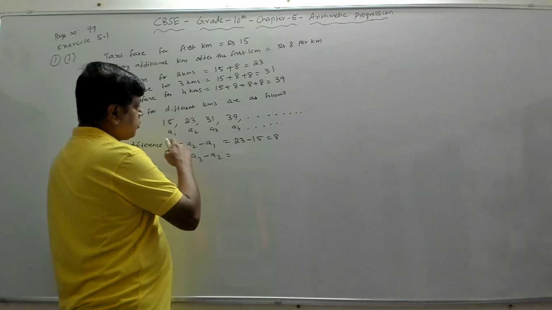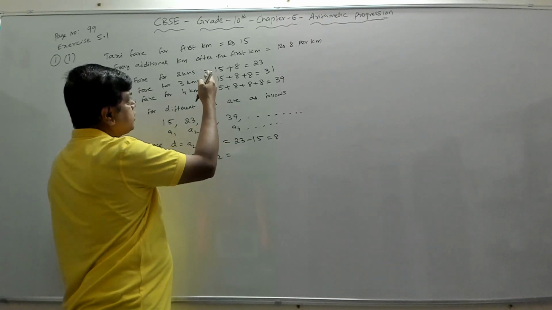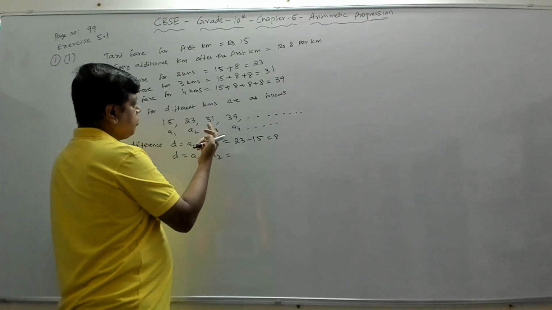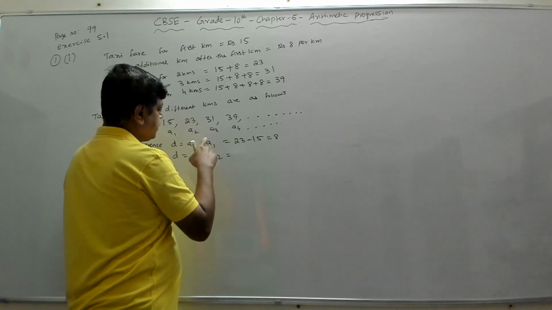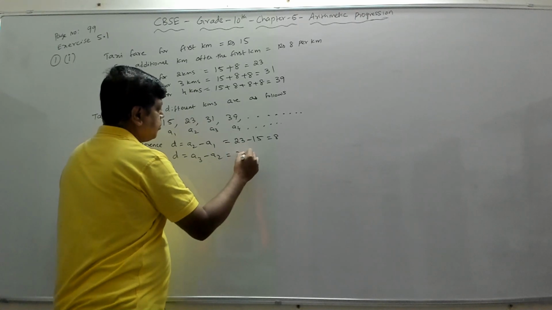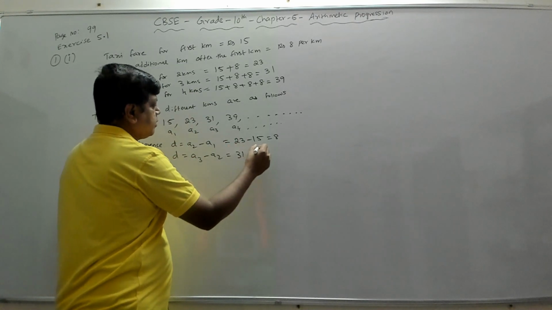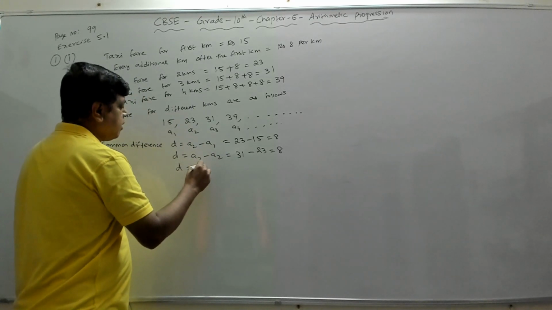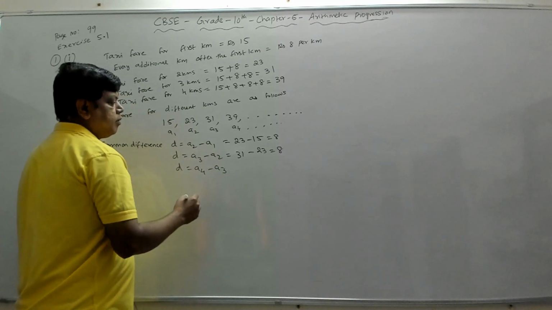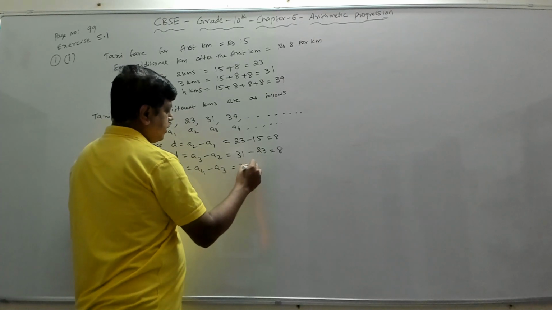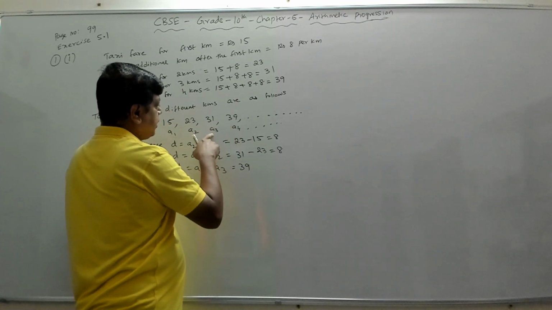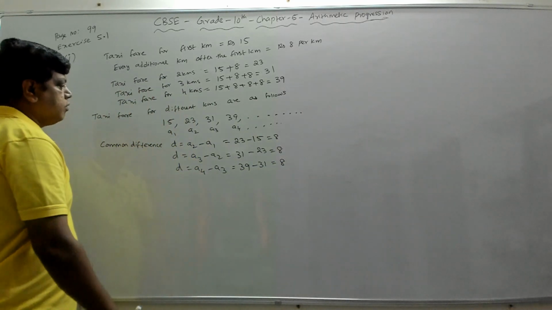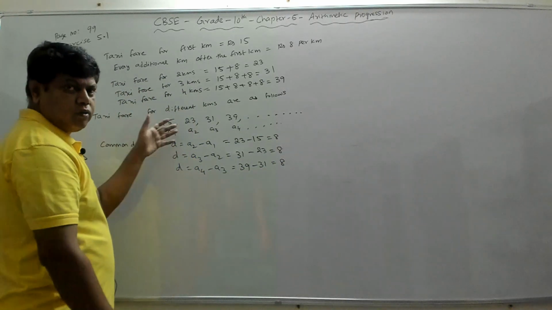So again we have to check for the list of numbers, and we can just take some 4 terms and check it. That is fine. So now A3 minus A2, that is A3 is 31 minus A2, A2 is 23, which is 8. Again let's find D equal to A4 minus A3, that is 39 minus 31, that is equal to 8. Right? If you do it for just 4 terms, it is enough.